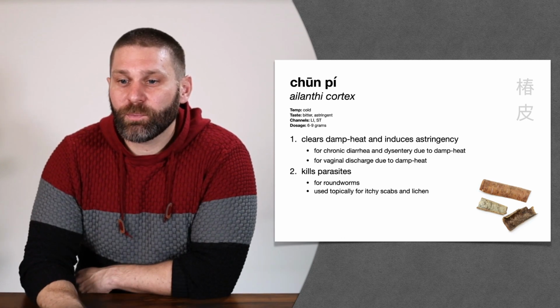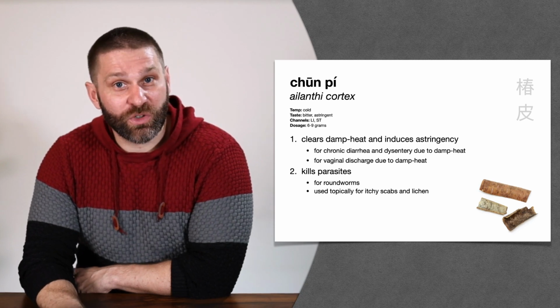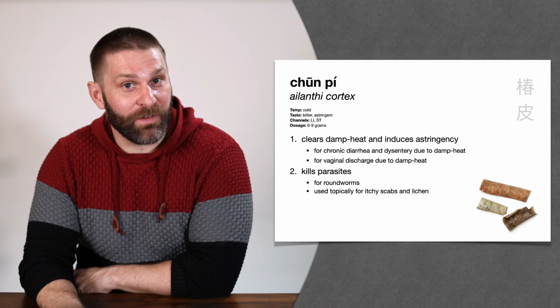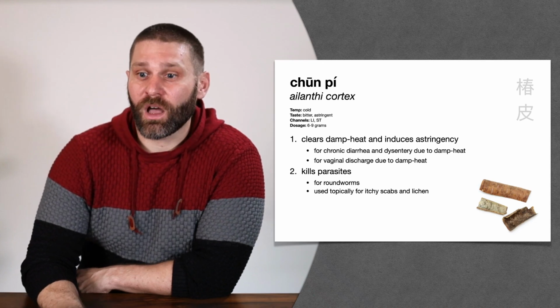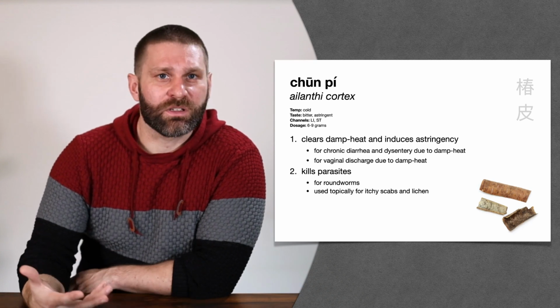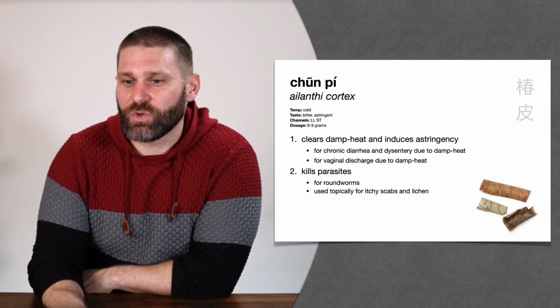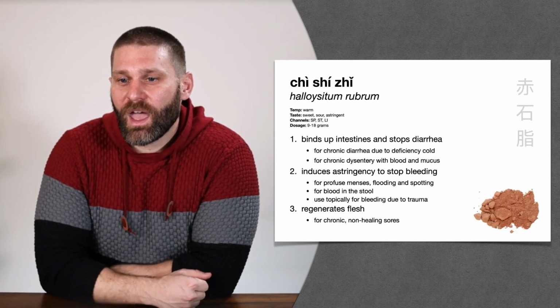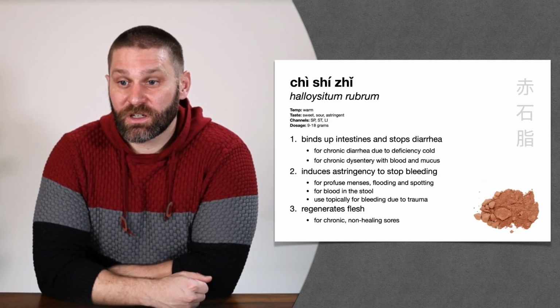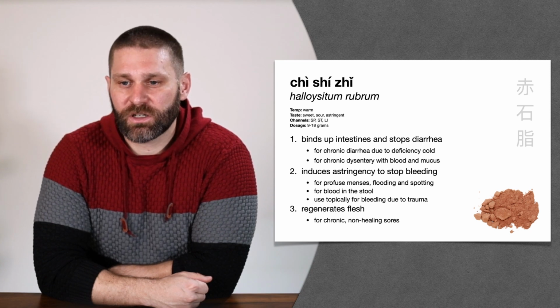So chun pi, think damp heat, that it's both inducing astringency to stop diarrhea and stop vaginal discharge, but it's also cold and bitter to take care of the damp heat. So this is one that stands out because its temperature is cold. So chun pi. After that is Heliocentum rubrum.